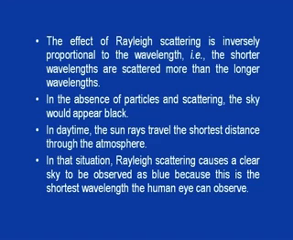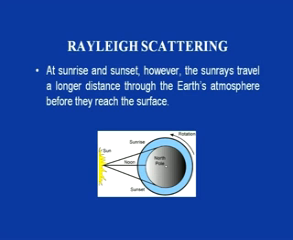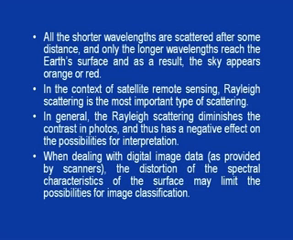In the daytime, the sun rays travel the shortest distance through the atmosphere. In that situation, Rayleigh scattering causes a clear sky to be observed as blue, because this is the shortest wavelength that the human eye can observe. At sunrise and sunset, however, the sun rays travel a longer distance through the Earth's atmosphere before they reach the Earth's surface. All the shorter wavelengths are scattered after some distance and only the longer wavelengths reach the Earth's surface, and as a result of this, the sky appears orange or red.